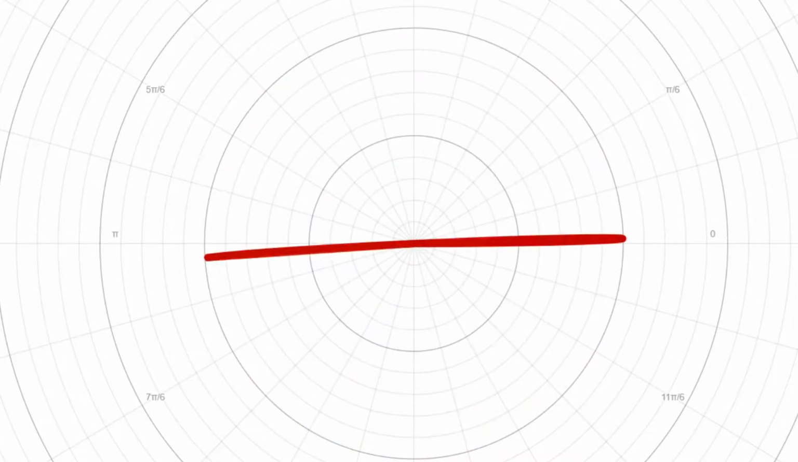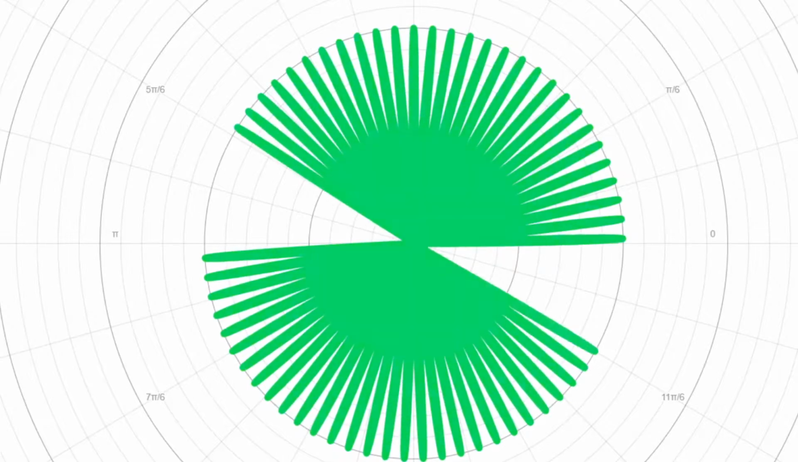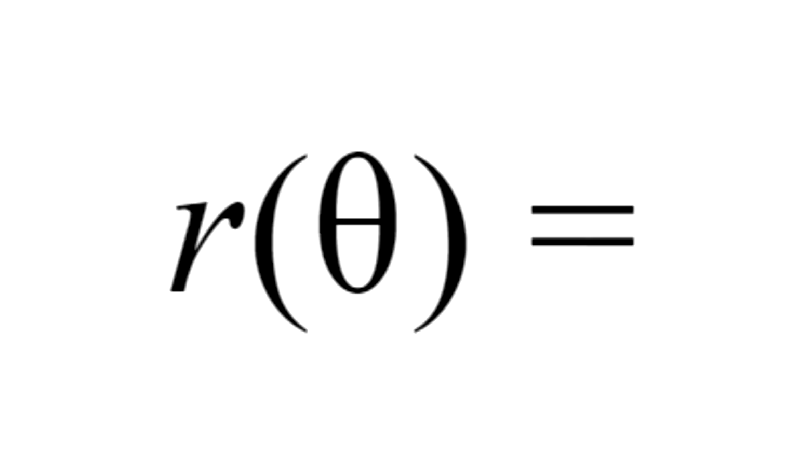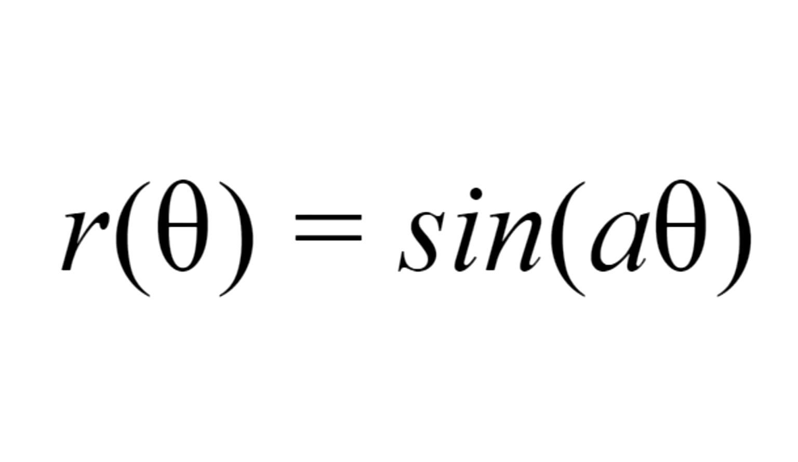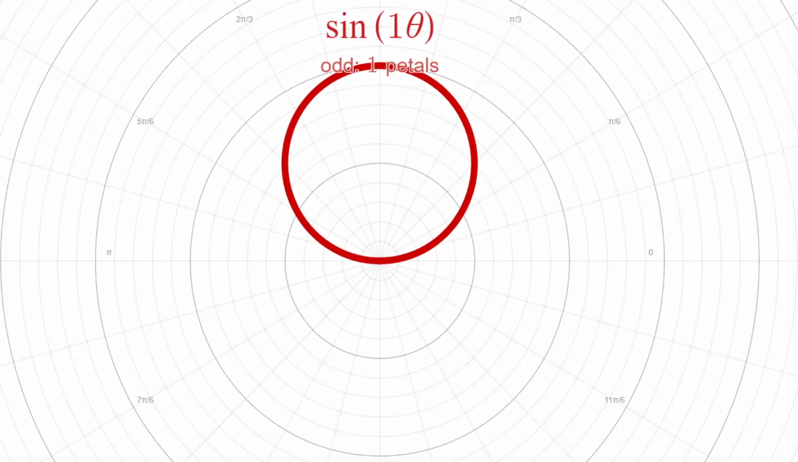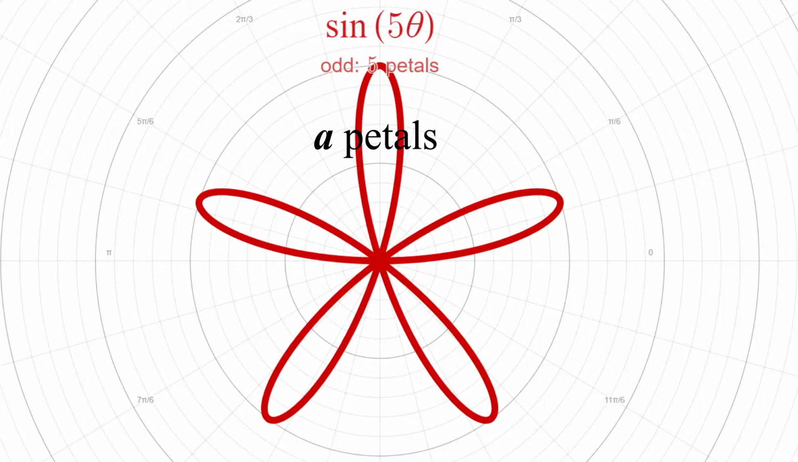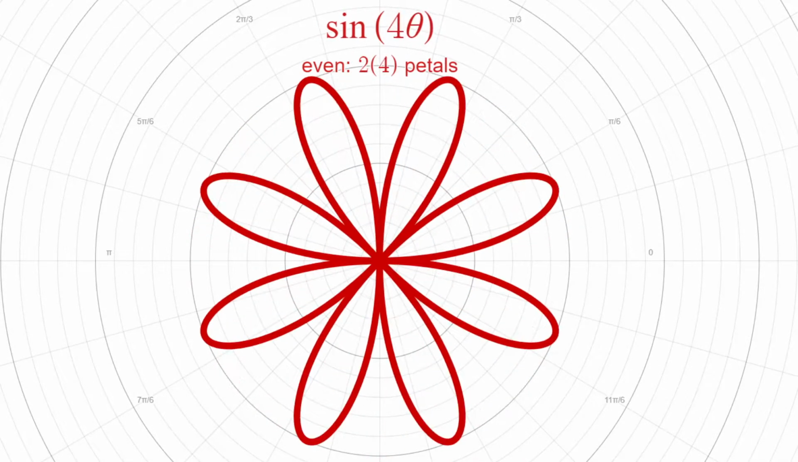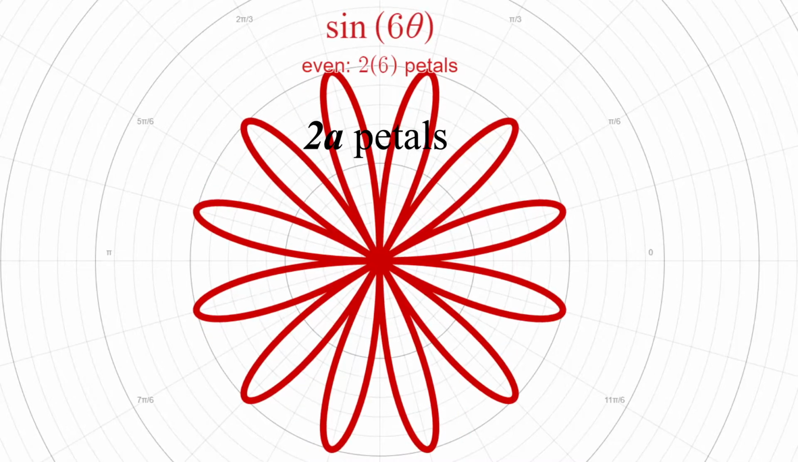But how these flowers are drawn is based upon the polar function of r of theta equals sine of a theta, where a counts the number of petals. But more precisely, if a is odd, then there are a petals. And if a is even, then there are 2a petals.